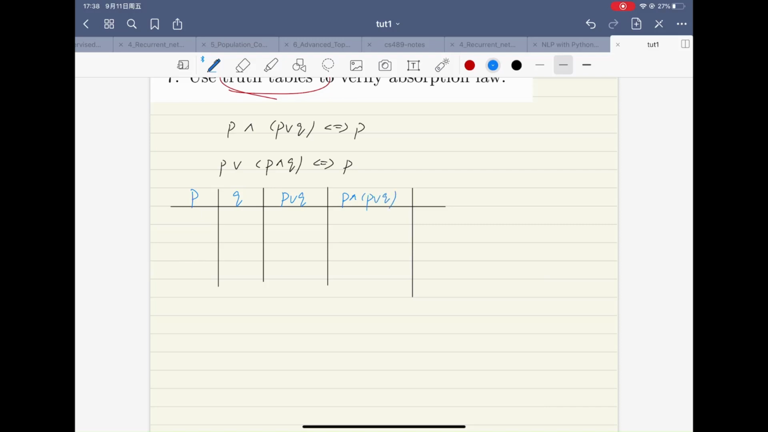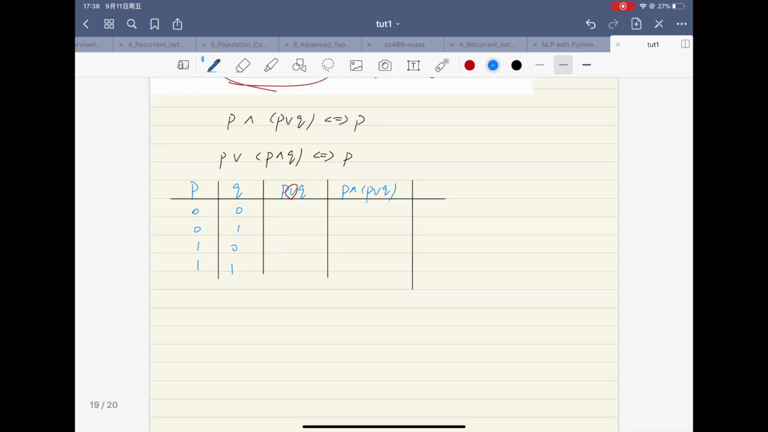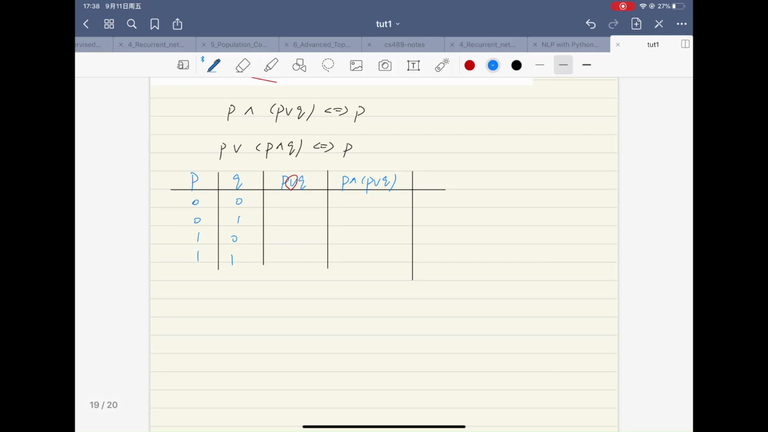Similarly, we need false, false, false, true, true, false, true, true. And here is disjunction, right? Logic disjunction. If there is a true on the other side, then the output should be true, right? Here there is no true or true, so it is false, true, true, true.